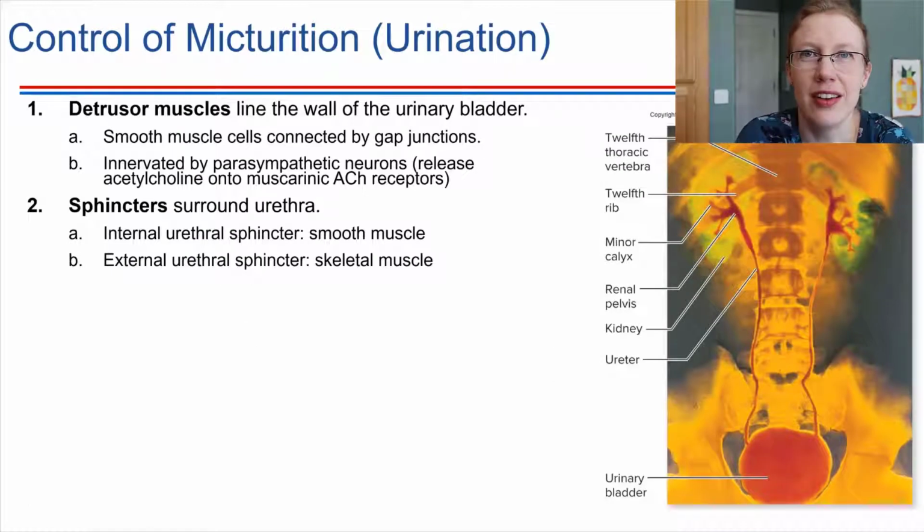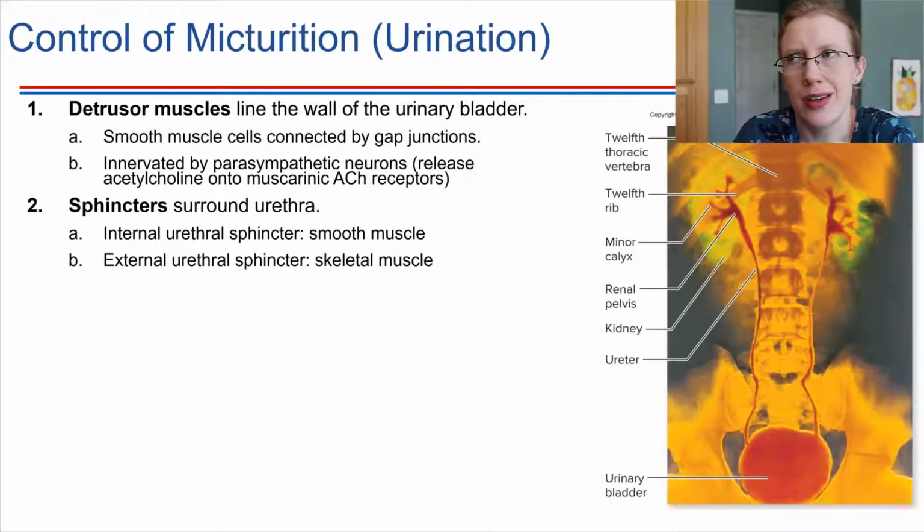The urinary bladder that holds the urine is lined with a muscle. That muscle is called the detrusor. When the detrusor muscles contract, they facilitate emptying of the bladder. And this is something that we do not have control over. This muscle is made of smooth muscle, so it's involuntary, and it's under control of the autonomic nervous system.